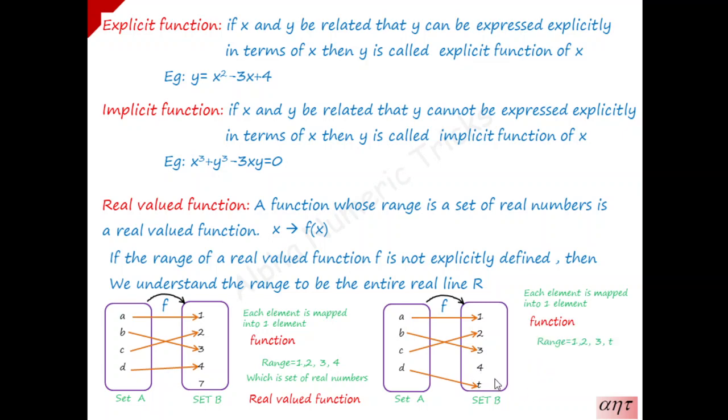What about real valued function? What about the range here? Range here is 1, 2, 3 and T. 4 is not an output, so it is not in the range. 1, 2, 3 are real numbers, but we don't know about T, so it is not a real number. So the range is not a set of real numbers, and we can say that this is not a real valued function.